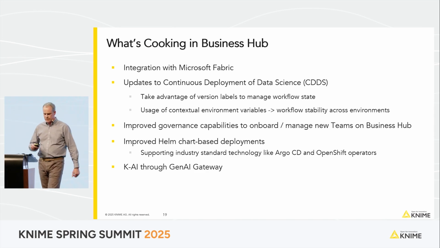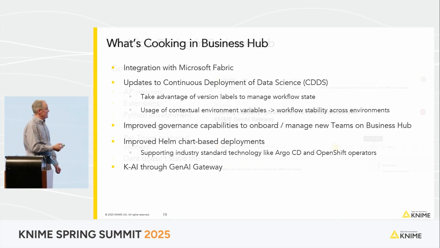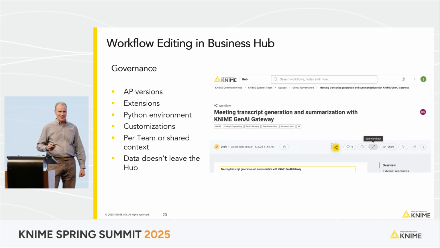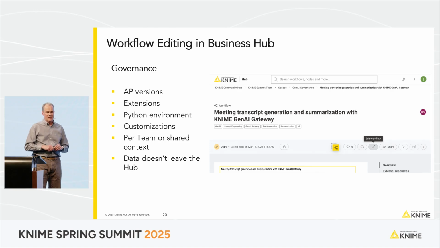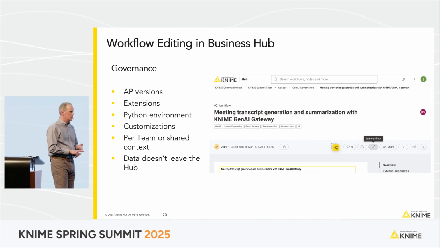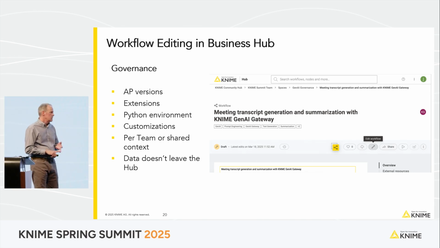And there's one other big thing that we want to talk about with Business Hub. We kind of showed it off already, and I thought Karsten and Adrian did a pretty good trick that they were actually doing all that work in the browser, editing all those workflows. And so, of course, we're moving towards workflow editing in Business Hub. From a governance standpoint, what does this mean? Well, once you have AP running within Hub and you're editing workflows, that means you have total control over what API versions are available, what extensions you have installed, what Python environment you have installed, or if you even have Python installed, and lots of other customizations that you can do.